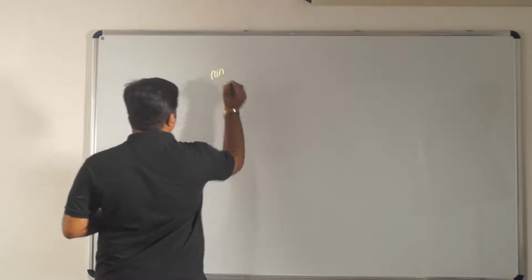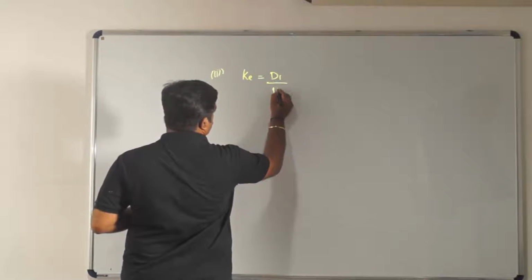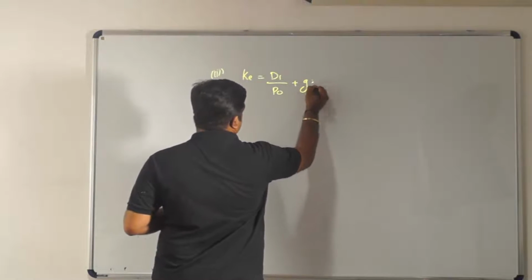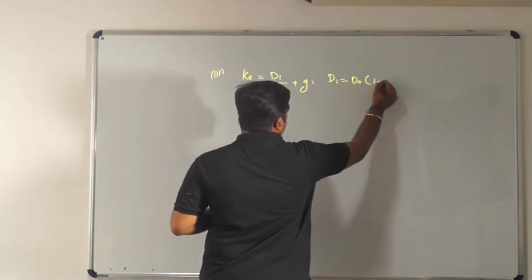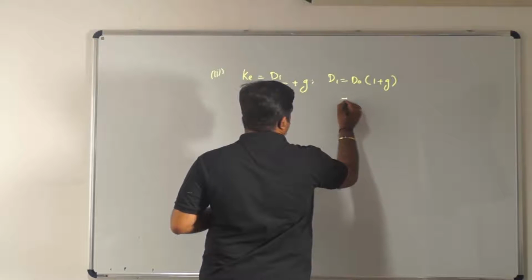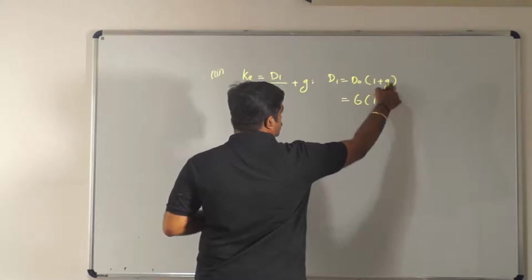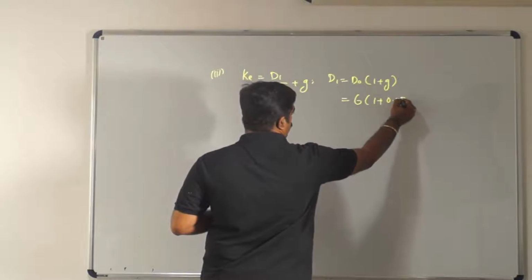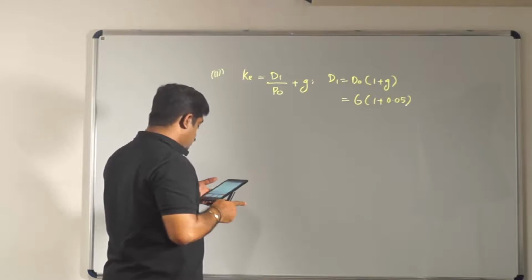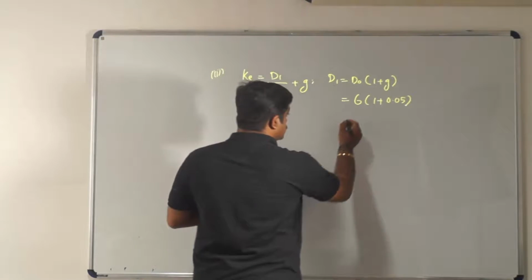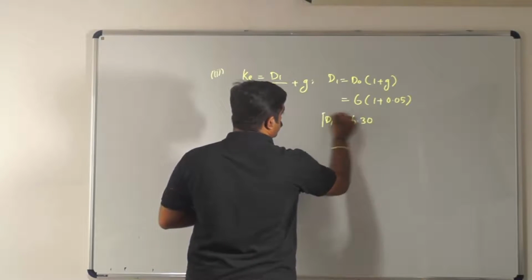If dividends are expected to grow, then we'll say KE is equal to D1 divided by P0 plus G. Then we'll define D1. D1 is equal to D0 multiplied by 1 plus G. So what is D0? We know D0 is 6, multiplied by 1 plus G. G is 5%, so it is 0.05. So 6 multiplied by 1 plus 0.05. Okay, it's going to be 6.3. So we get D1 is equal to 6.30.